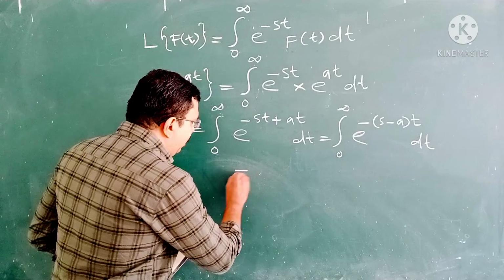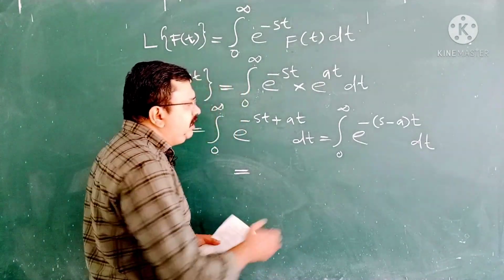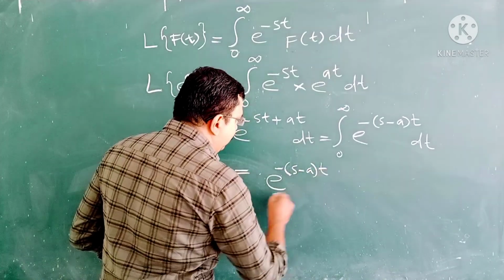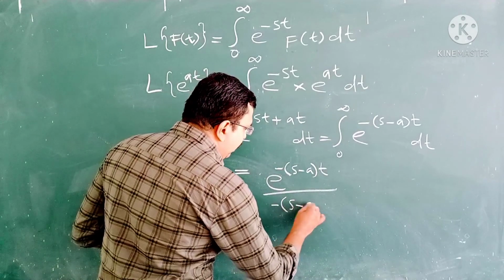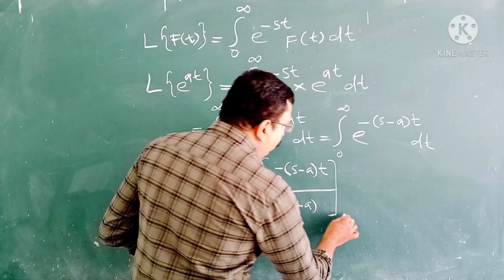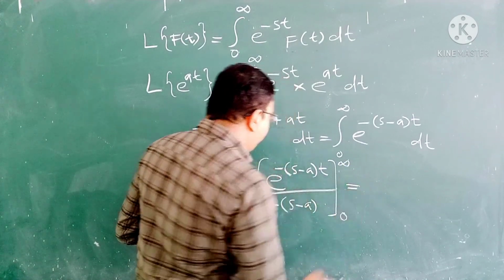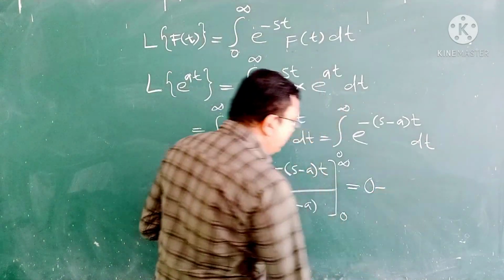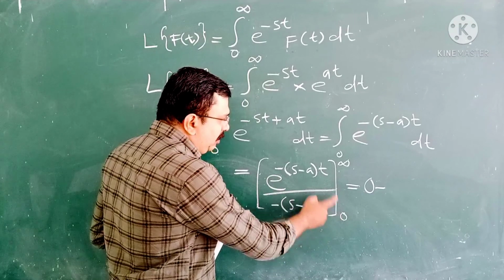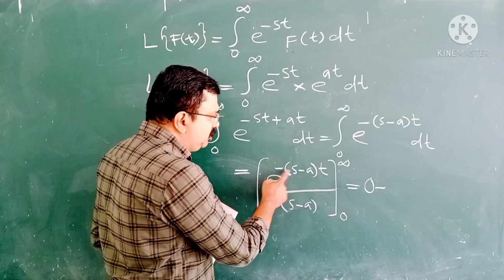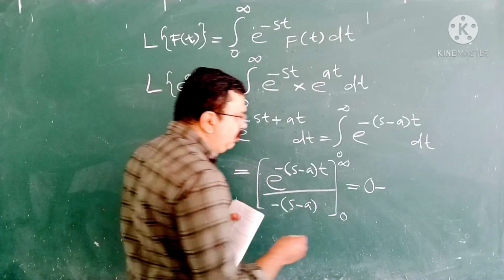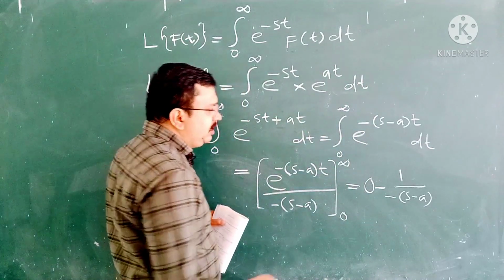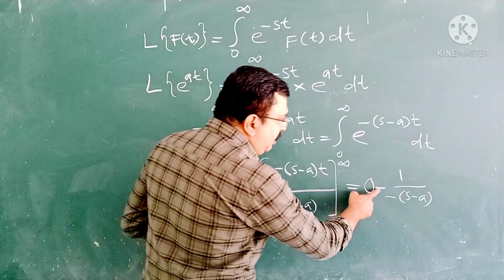When we are integrating this function, we will get e raised to minus s minus a, t divided by minus s minus a. Now we can apply the lower limit and upper limit. Then this is equal to e raised to minus infinity, that is 0, minus, next, we are applying the upper limit infinity and the lower limit 0. Therefore, e raised to minus 0, that is 1, by minus of s minus a. Okay, then this is equal to, here is a minus, here is also a minus.